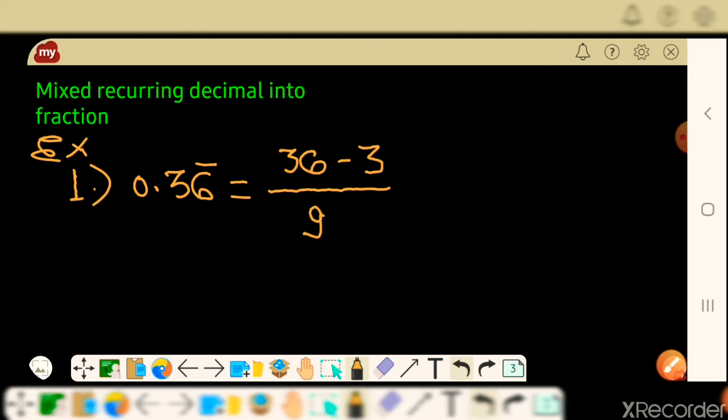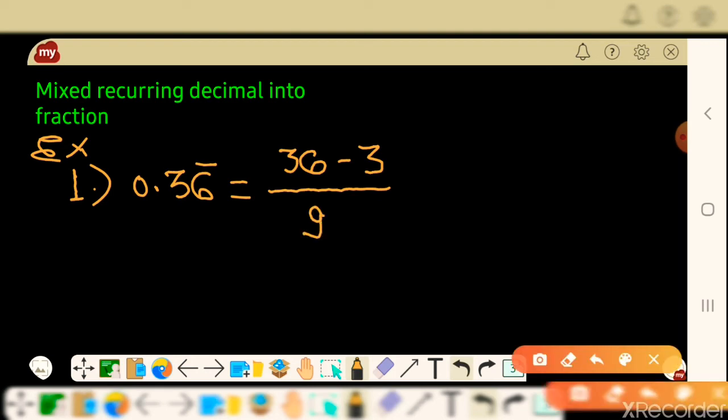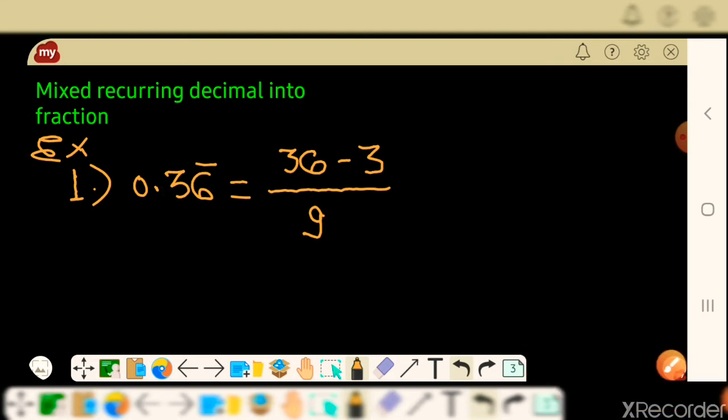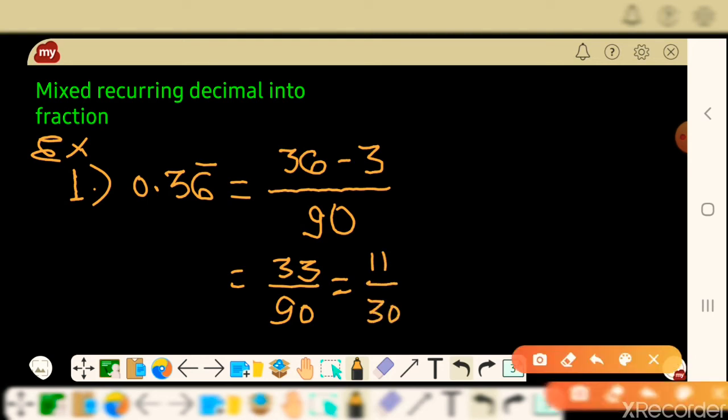And as many digits are not repeating in this number, like here only one digit 3 is not repeating, that many zeros we have to put after the 9. Okay, so then we will solve it. So 36 minus 3 will be 33 divided by 90. You have to simplify it and it becomes 11 by 30. And that's your answer.